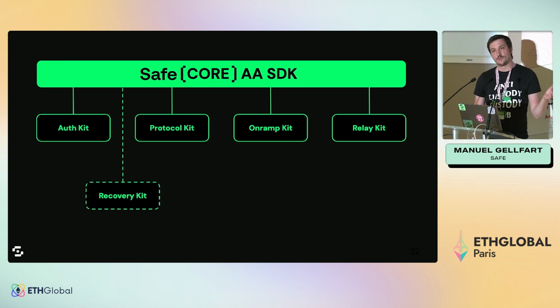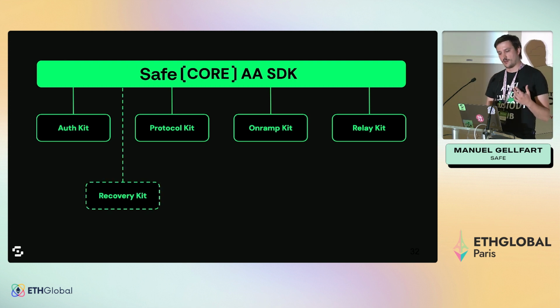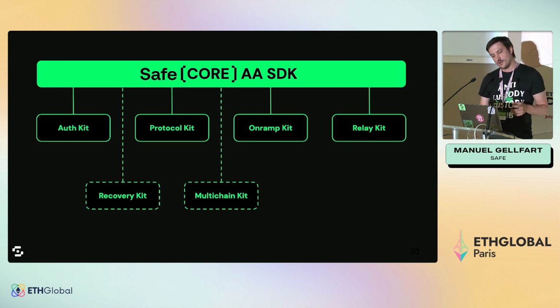Yeah, we also plan to add more kits in the future. Right now, we're looking into recovery kits or a multi-chain kit. A recovery kit is, as the name says, to recover the safe if you lost access to a signer, for instance, or to add a custodian. If you use a custodian service, then it's half not self-custodial anymore, but yeah.